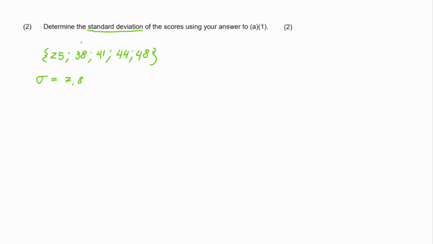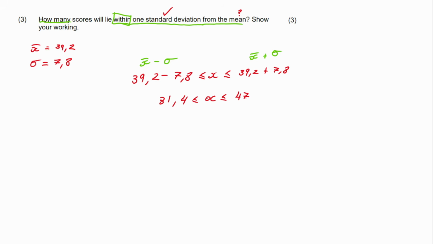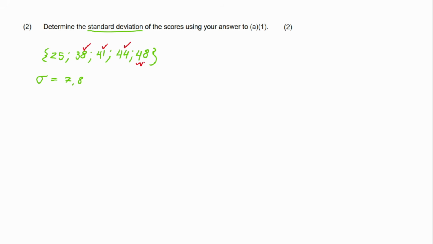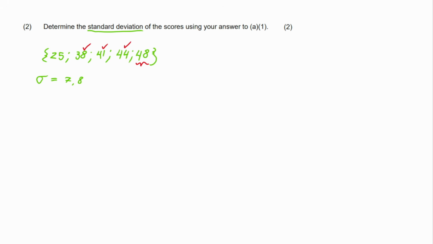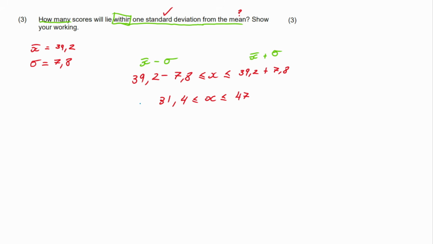So this will fall in, this 38 falls in, this 41 falls in, and this 44 falls in. What doesn't fall in is this 48 because it's bigger than 47. And also this 25 doesn't fall in because it is out of the range, so the 25 will fall over here. That's why it's not in. And the 48 will fall somewhere over there. So to answer the question about how many, 3 scores will fall within.